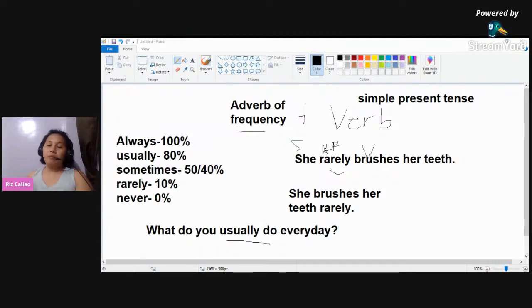So, ibig sabihin, ano ba yung ginagawa mo? Usually, or 80% sa pang-araw-araw. Like example, I usually, wag na lang yung buy. Parang payaman na yun eh. I usually watch Rafi Tulfo. Favorite ko yun eh. I usually watch Rafi Tulfo. Okay, so that one. Usually, it's not always, but usually, meaning 80%. So again, it should be no S or ES.